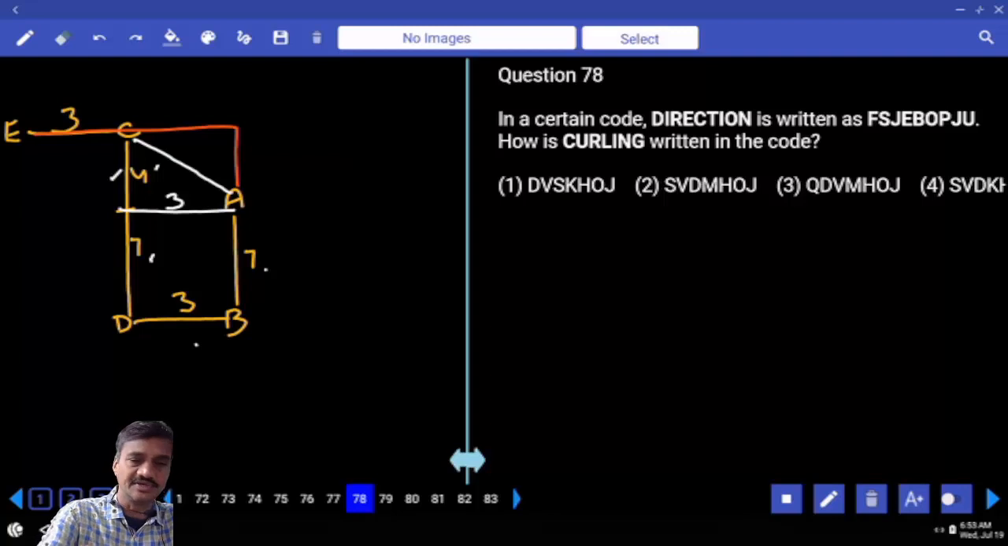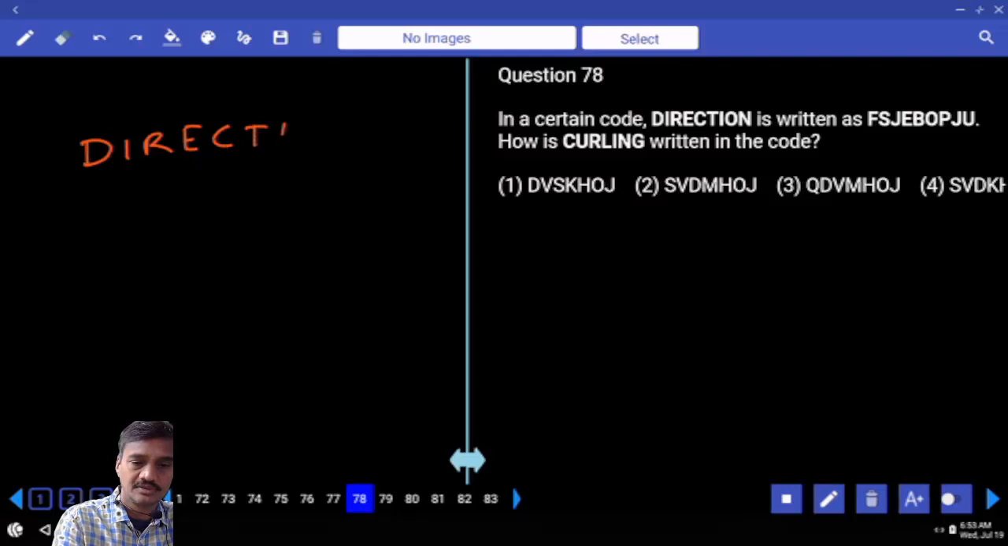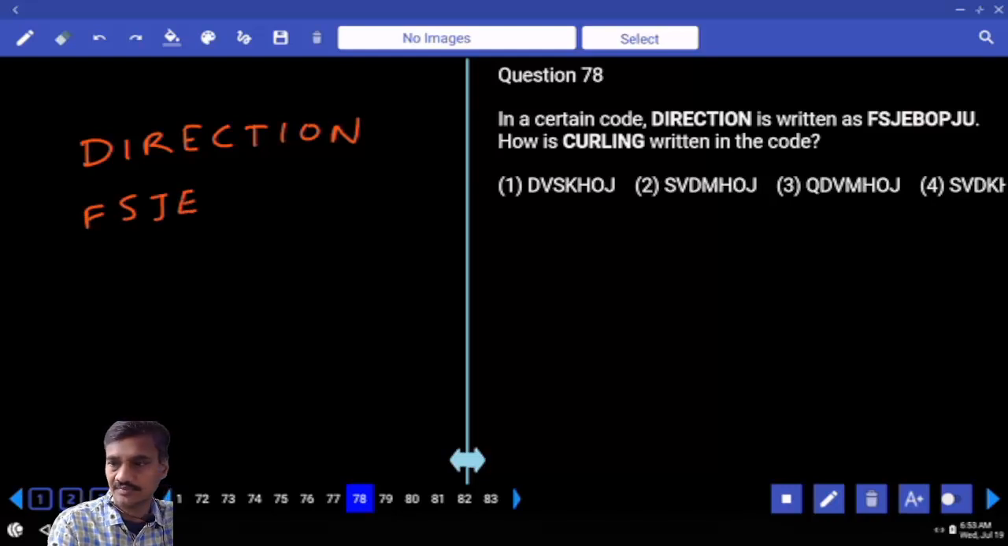The next one, 78. Now this is based on coding and decoding. The word direction, D-I-R-E-C-T-I-O-N, is coded as F-S-J-E, B-O-P-J-U, B-O-P-J and V. Then tell me what is the logic we have.